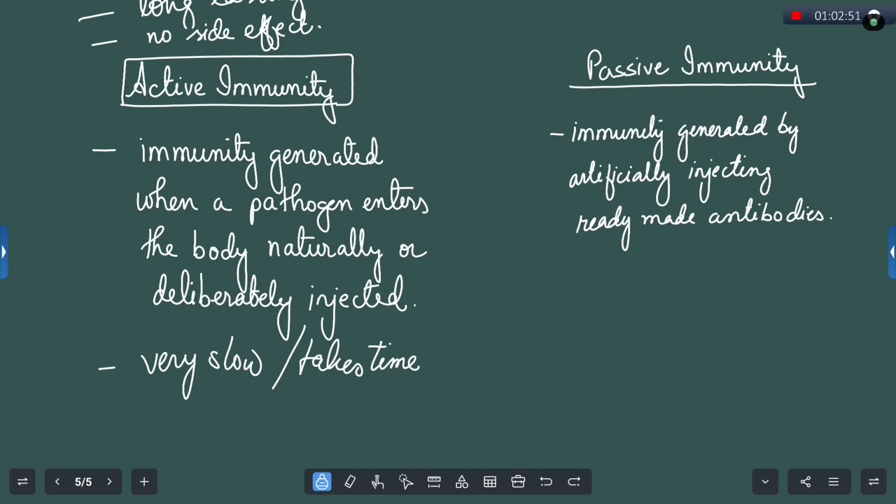You will get the relief very fast. In snake bite, relief comes very fast. But it is not long lasting, and there may be side effects.